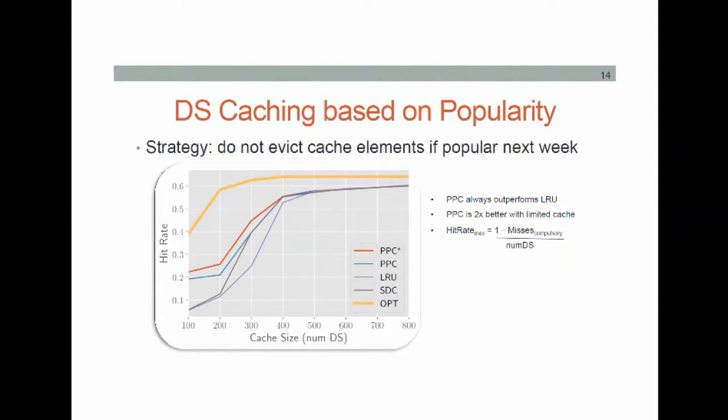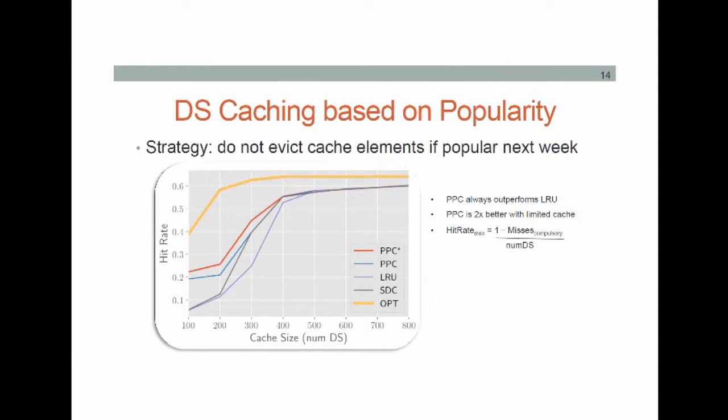Another activity that we have done starting from the popularity prediction is implementing a new dataset caching strategy. Whenever a site gets full, we do not evict the dataset if it is popular the next week. Here you see the hit rates versus different cache sizes, and our policy is called PPC, Popularity Prediction Caching, the blue line, and we compare PPC against LRU, least recently used, and also SDC.